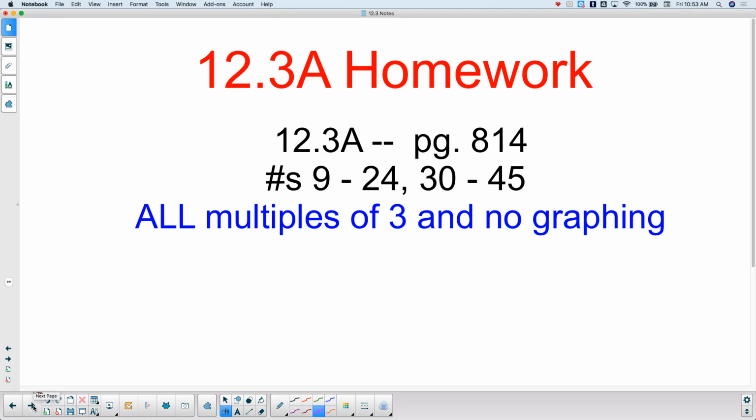Here is your homework. It will be due on Monday. Again, just find me rules. No need to graph these out. Next Tuesday, you'll have a formative. Next Thursday, you'll have a test.